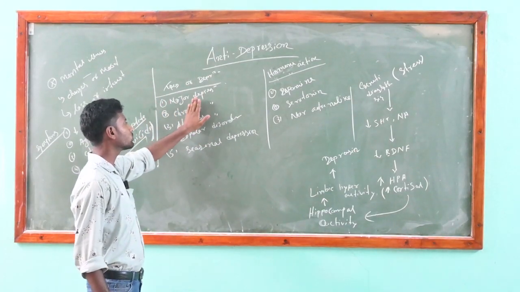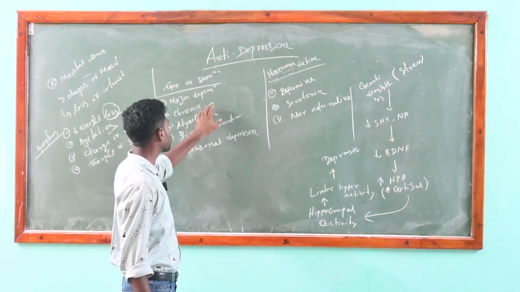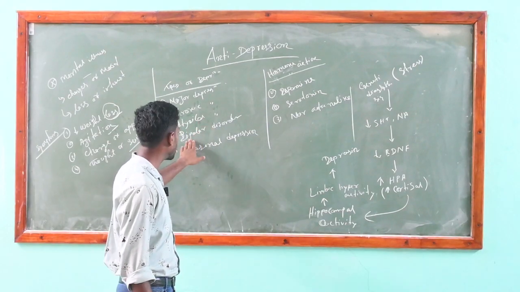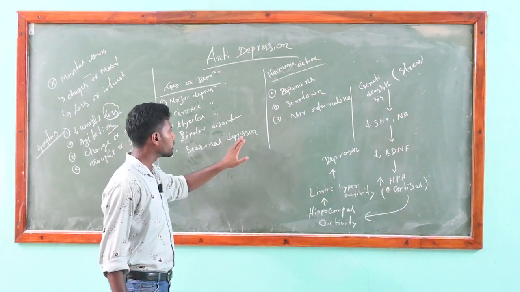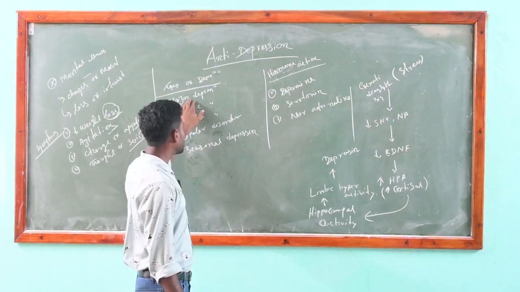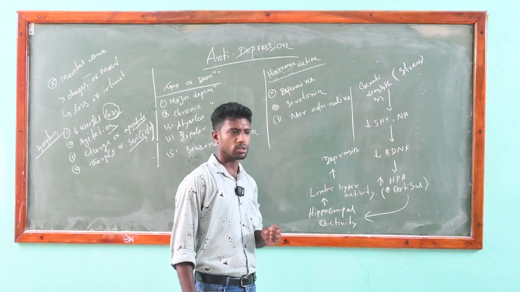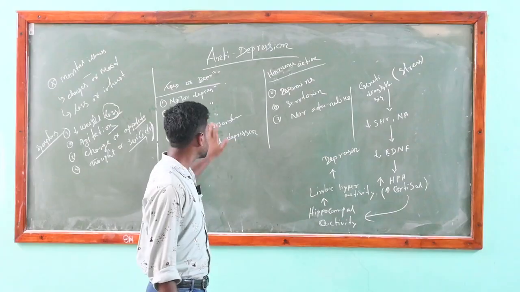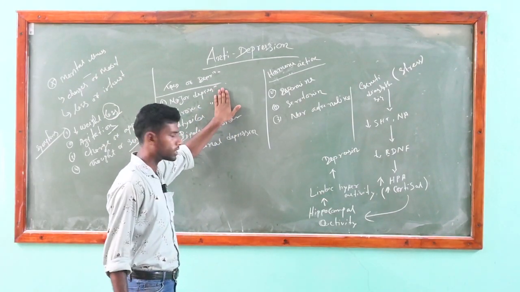Now the types of depression. The first is major depression, another is chronic depression, and the third is atypical depression. Another is bipolar disorder, and another is seasonal depression. The first is major depression. Major depression means some patients suffering from depression, for example when men face exams, they suffer from depression. This is called major depression.